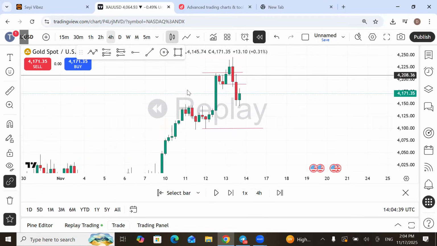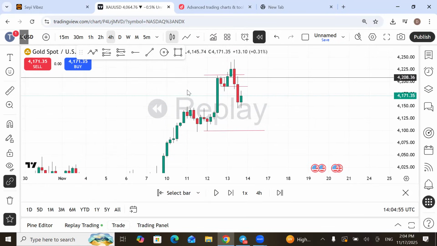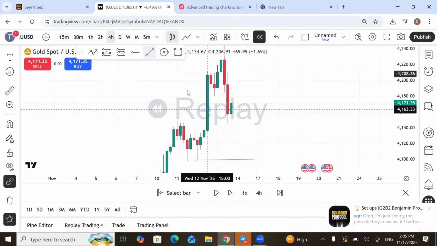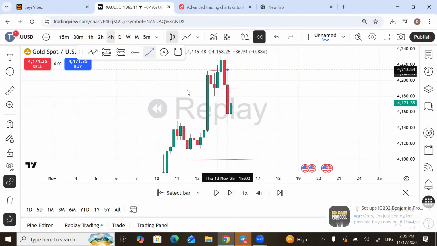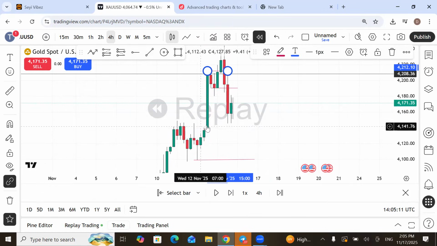Anytime you are building your bias, even if you are building it for monthly, you have to make sure your weekly is aligned with your monthly. If you are building your bias from weekly, you have to make sure that weekly and daily are aligned. Anytime you are building your bias from daily, you have to make sure daily and 4 hours are aligned. Any higher time frame you are building your bias from, you have to make sure that the time frame lower is aligned with it. You can see we have a sweep of liquidity here, then we have a break of structure to the downside here on 4 hours.